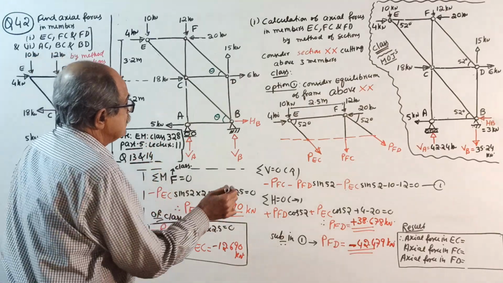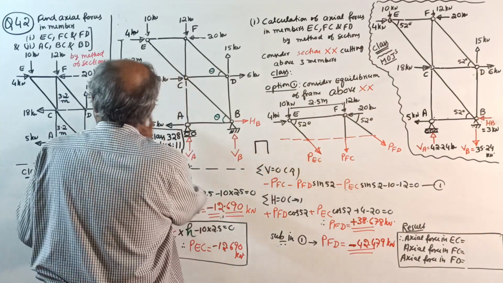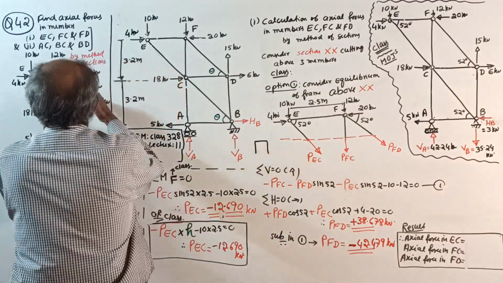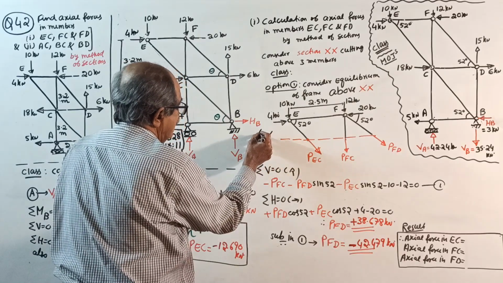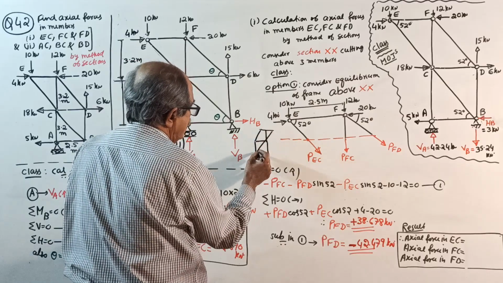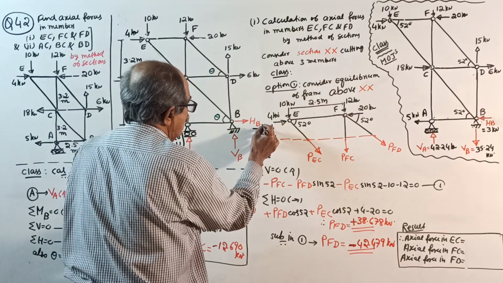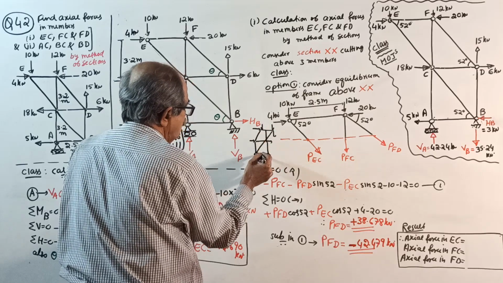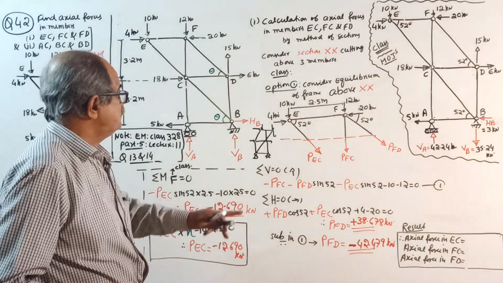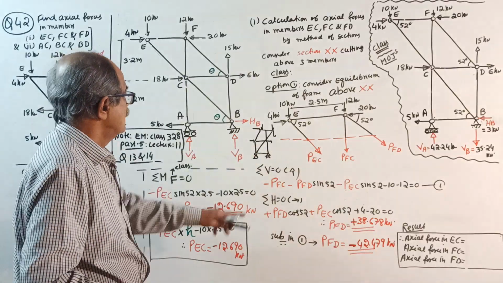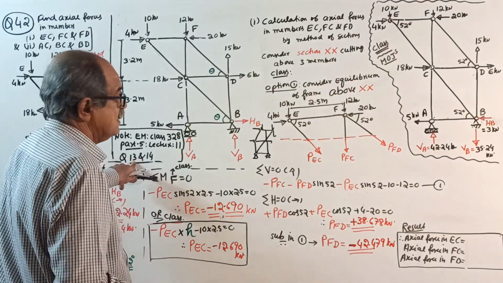That question was something like this. Same as this question, but instead of going this side, it was going this way. The hinge and roller are on this side, with a load here, here, here, here, and here. So many loads are there. This question was for method of joints. We fully solved it. That is question number 13.